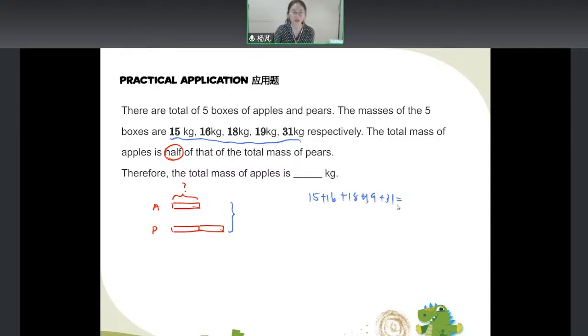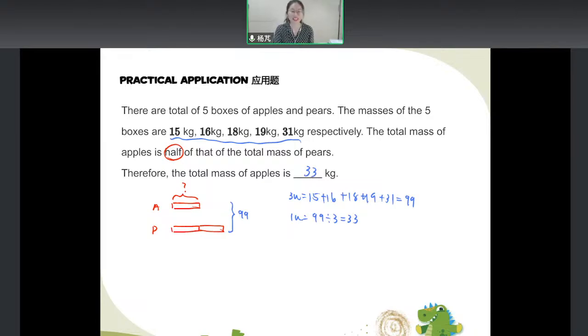We can try 9 plus 1 first. It will be easy. Yeah, 99. These 5 boxes, it's the sum of all the pear and apple. So if the total is 99, total is 3 units. We have already found out. 3 units is 99. What about 1 unit? Then 1 unit equals 99 divided by 3, 33. So 1 unit is 33, that means apple, 33.